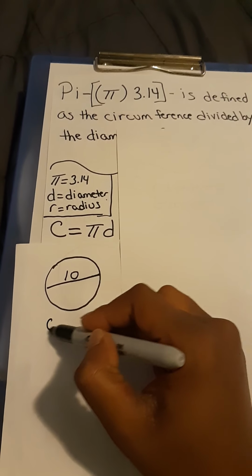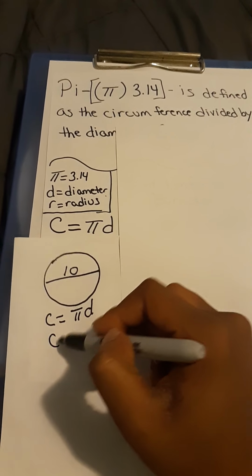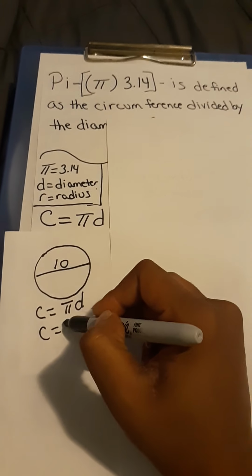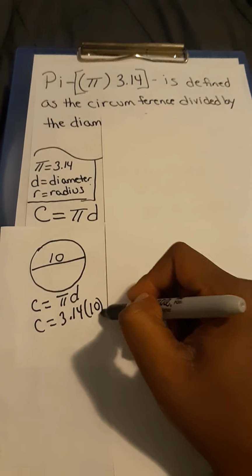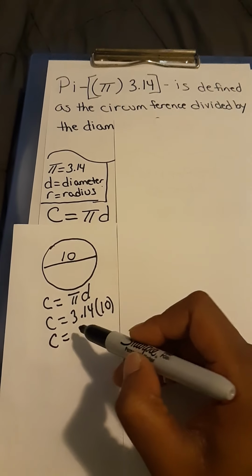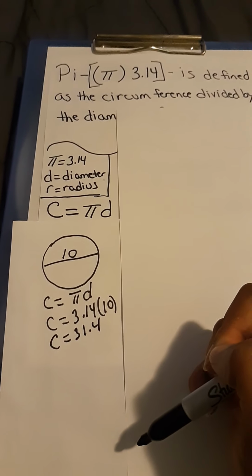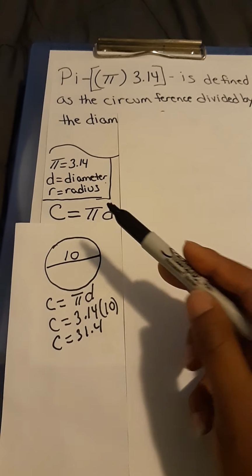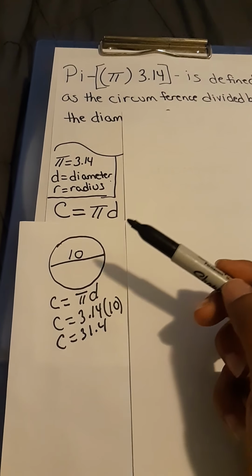I'm going to write the formula, C equals pi d. I'm going to fill in what I know. I know that pi is equal to 3.14. D is my diameter, so it's 10. I'm going to multiply the two. When I multiply the two, I get 31.4 as my answer. You only use this formula if they give you the distance all the way across.